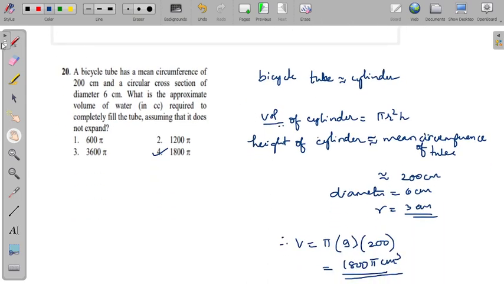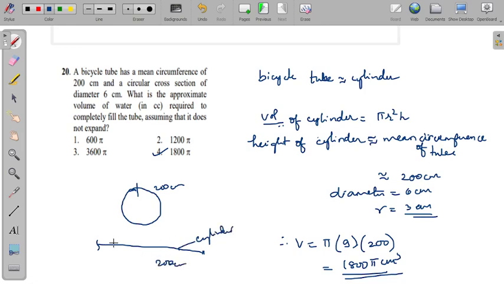20th question: a bicycle tube has a mean circumference of 200 centimeter and a cross section of diameter 6 centimeter. What is the approximate volume of water required to completely fill the tube, assuming that it does not expand? Though it is circular, if you cut it at any position and stretch it out, you will get it like a pipe, in the sense that it is like a cylinder. The length of the cylinder is its circumference, 200 centimeter, and the cross section gives you the diameter 6 centimeter. So the radius would be equal to 3 centimeter.